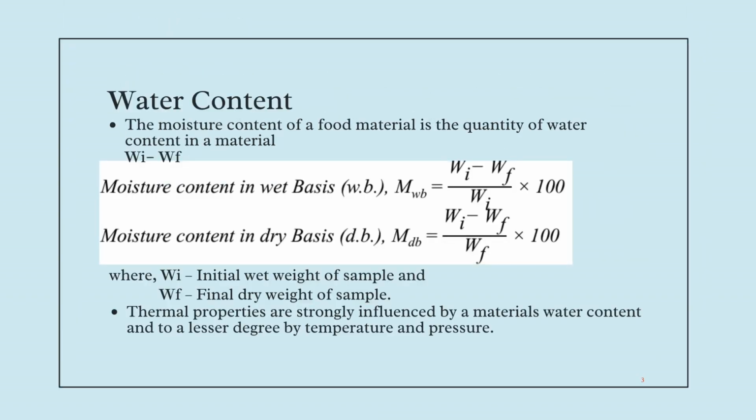Moving to next slide. Water content. The moisture content of a food material is the quantity of water it contains. Moisture content in wet basis equals initial wet weight minus final dry weight divided by initial wet weight multiplied by 100. Moisture content in dry basis equals initial wet weight minus final dry weight divided by final dry weight multiplied by 100. Thermal properties are strongly influenced by the water content and to a lesser degree by temperature and pressure. That means water plays a huge role in how food heats up or cools down.